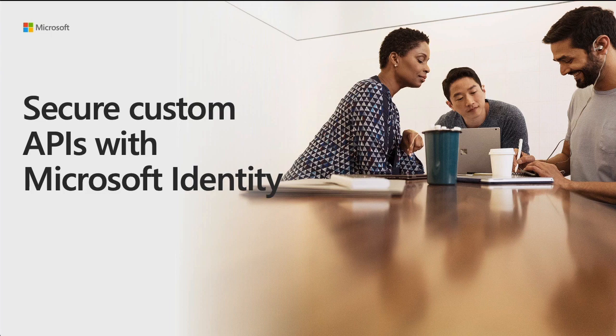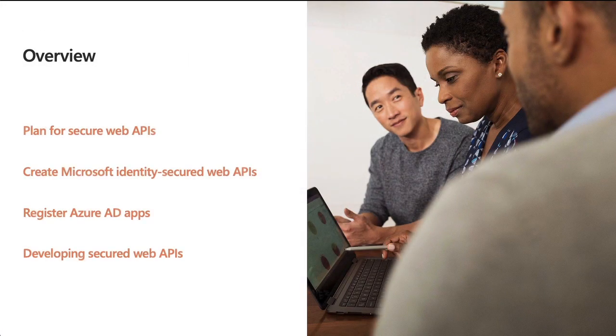Many solutions involve creating web APIs to expose functionality to different clients and consumers. Developers can secure these APIs using Microsoft Identity to ensure only approved apps that have been granted the necessary permissions can access the web APIs. In this module, you'll learn how to secure a web API with Microsoft Identity and how to call it from another application. In this unit specifically, we're going to learn about how to register an Azure AD application to use in securing a custom API.